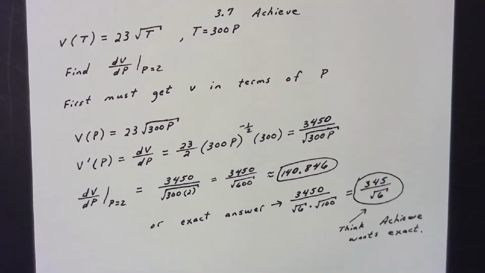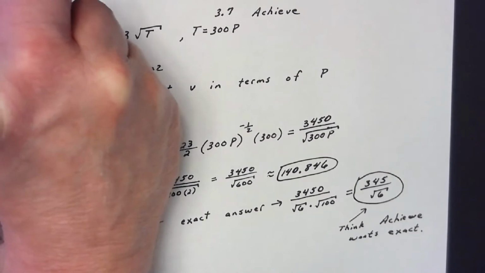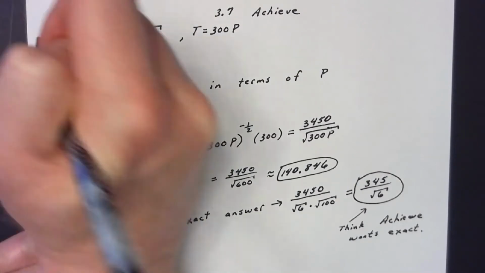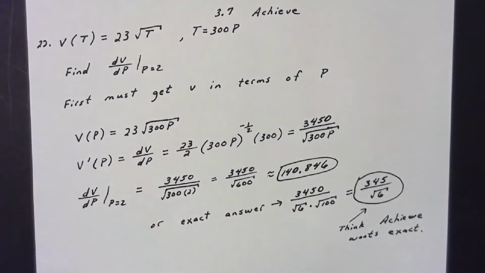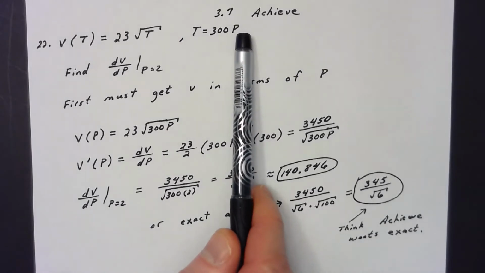Hi all, this problem is intended to help with number 22 in section 3.7, and what they do in this problem is they give you a velocity function with respect to temperature, but then they tell you that the temperature is equal to 300 times the pressure P.